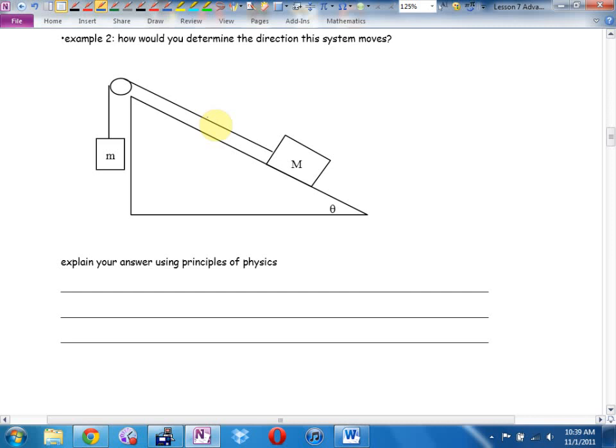What are the forces acting on this? Get the obvious ones. What else? What are the forces acting on this guy? Get the obvious ones. Big Mg. Normal force, and tension. Oh, and big M, capital M, g perpendicular, and capital M, g parallel.